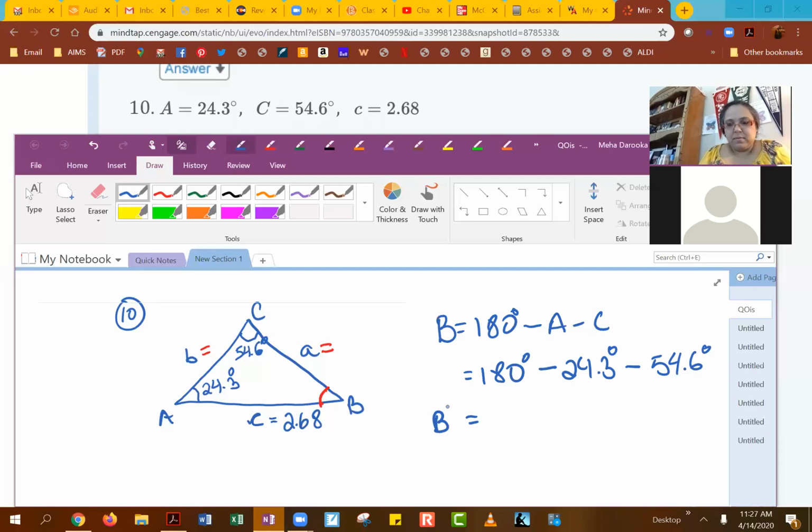Sorry, my calculator is in a different version, so it's 101.1 degrees. Very good. Yeah, 101.1 degrees. So in this case, finding that third angle is of course very straightforward.